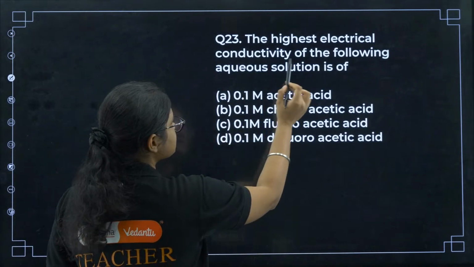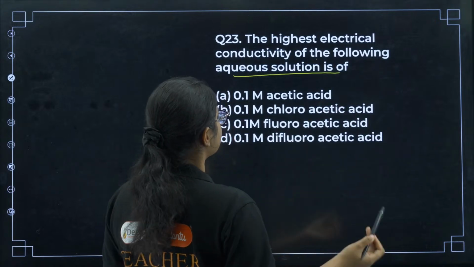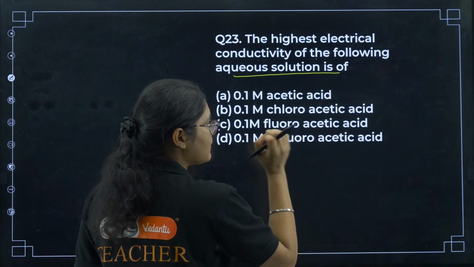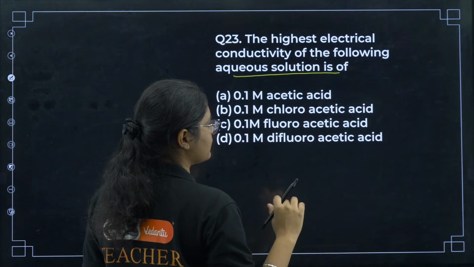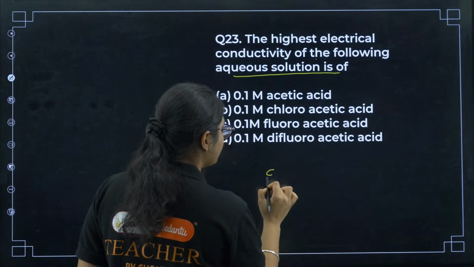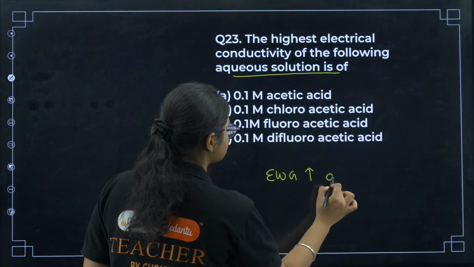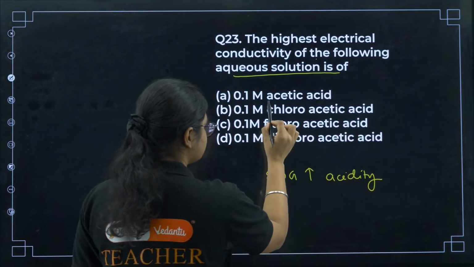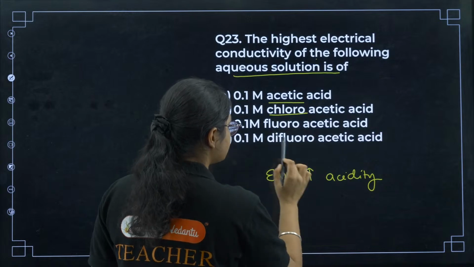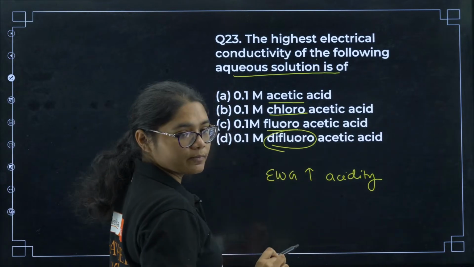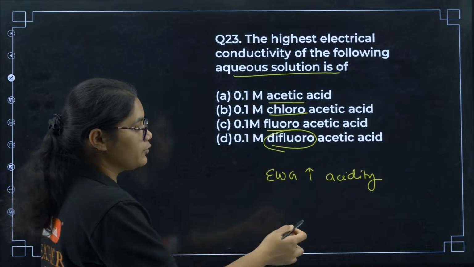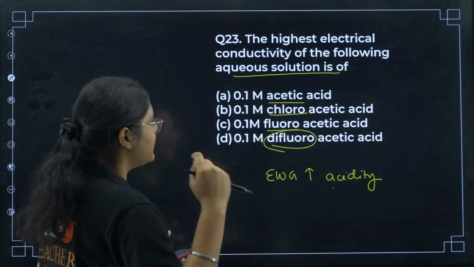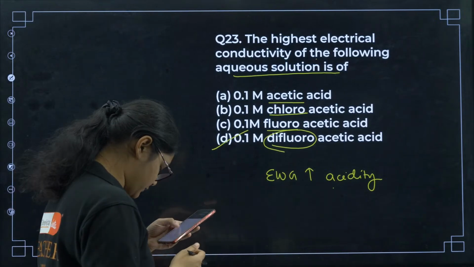Okay, so here you can see which aqueous solution has the highest electrical conductivity. The more acidic the compound is, the better will be the conductivity. We know an electron withdrawing group increases the acidity. Here there is no electron withdrawing group. Chloro is there, here fluoro is there, but here it is difluoro. So the more electron withdrawing groups, the more the acidity. Stronger is the acid, more H plus will be released, then conductivity will increase. So that is why 23D.